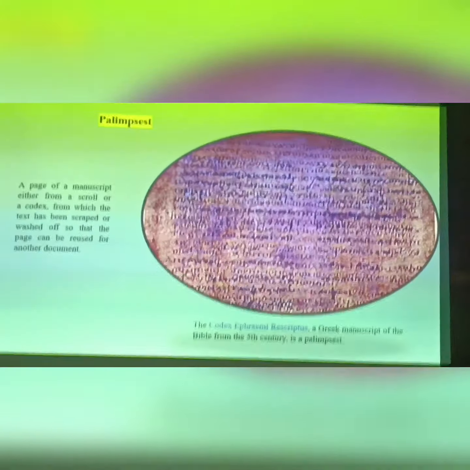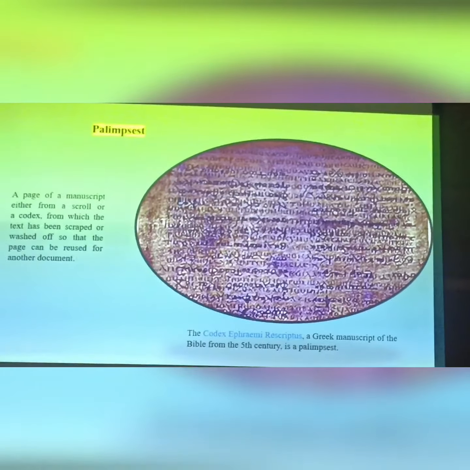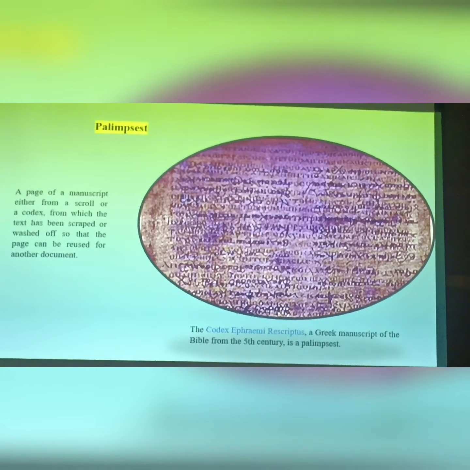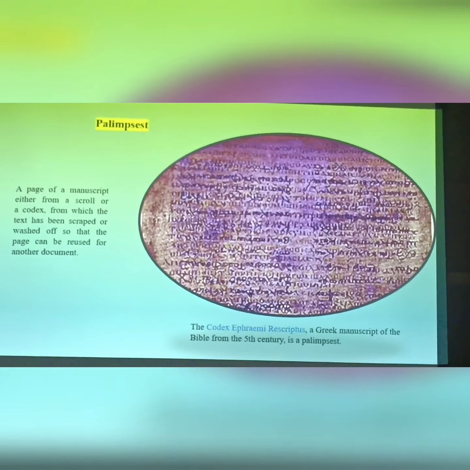Palimpsest is a page of manuscript, either from a scroll or from a codex, from which the text has been scraped or washed off so that it can be reused. So we may reuse those parchments because it is very costly and it is not easy to make those parchments.